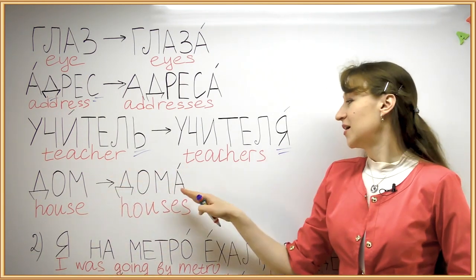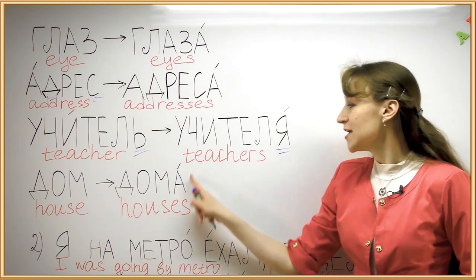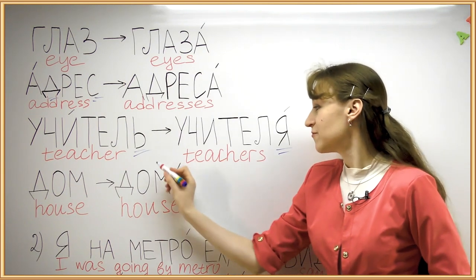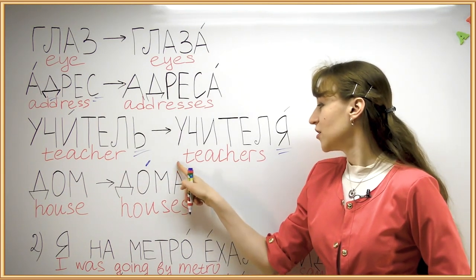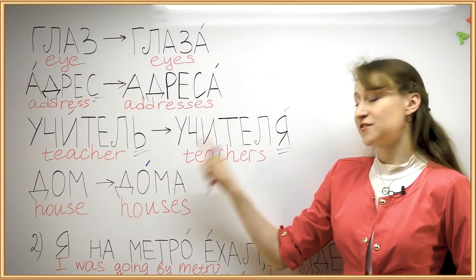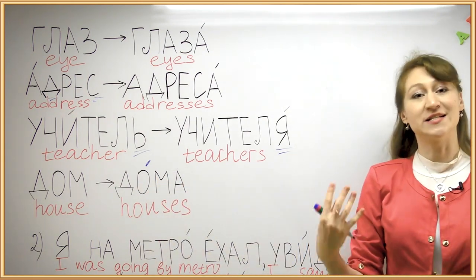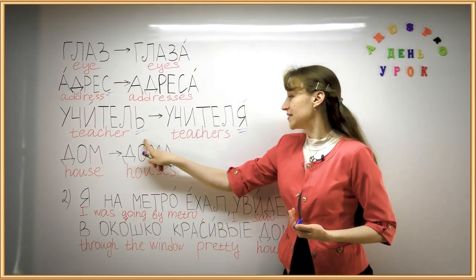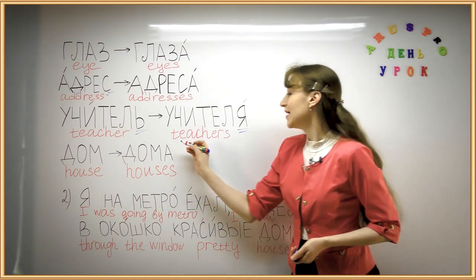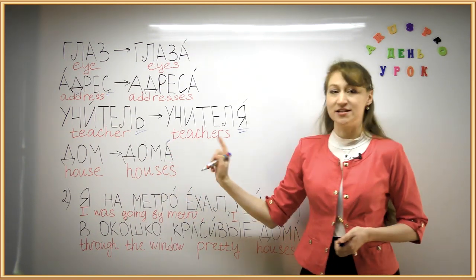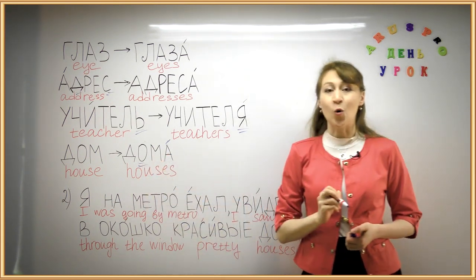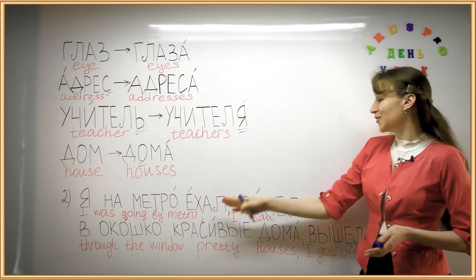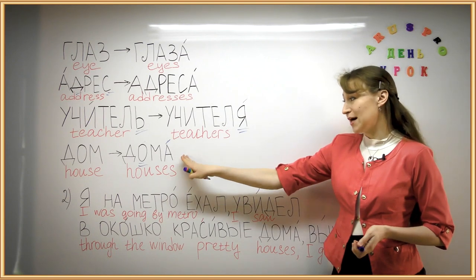And дом, дома. Maybe you have seen this word in another context and with a different emphasis, like дома, дома. So this is a different word and it means at home. For example, я дома, I'm at home, я дома. But the plural form will be дома, emphasis on the ending, дома, which makes this О unstressed. Дома. And let's now look at this phrase with the word дома.